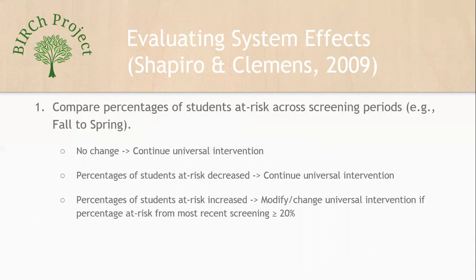If the percentage of students at risk has increased, that means that we have students moving from less intensive levels of intervention to more intensive levels of intervention or risk. So if we see more students moving to higher levels of risk, that's an indication that we need to modify or change our universal intervention, particularly if the percentage of students at risk overall exceeds 20%.